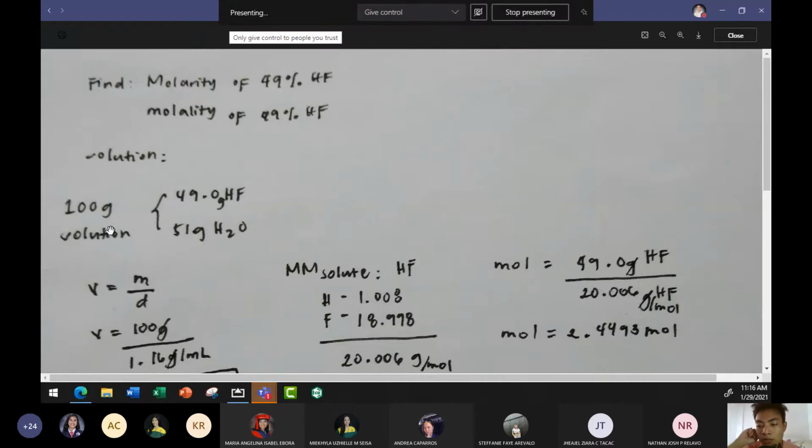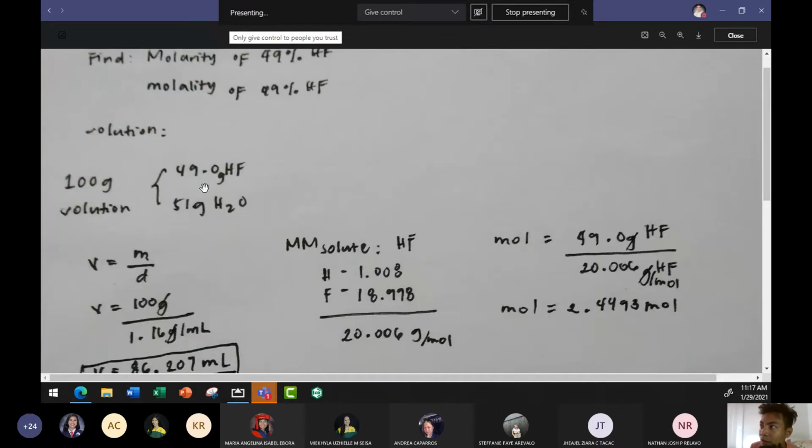Sir, paano kapag percent volume yan? Di assume 100 ml solution. Diba? Pwede rin namang 1 liter or 1,000 ml solution. Okay? It's up to you. So, ganun. Pero, kapag mass, always 100 grams ang assumption. Pero kapag volume, you can either use 100 ml or 1 liter. Okay? So, ganun.